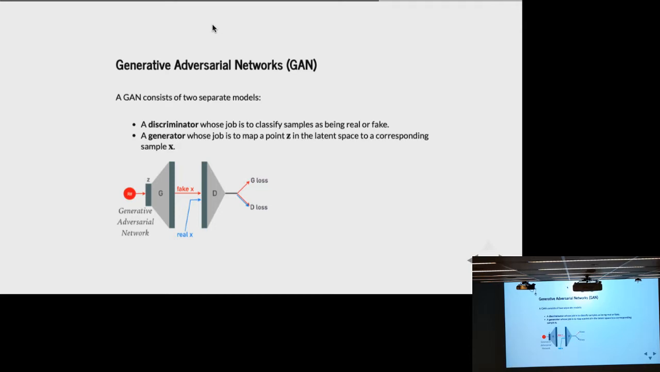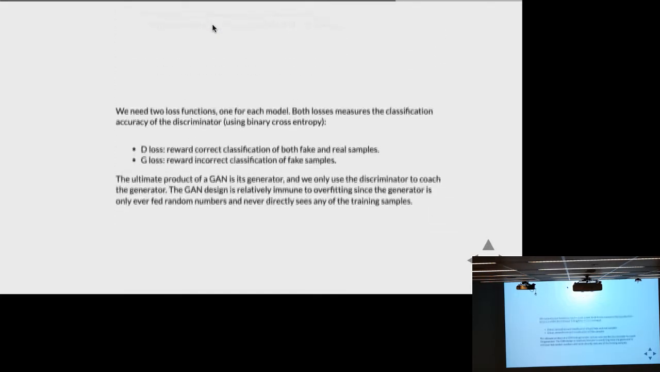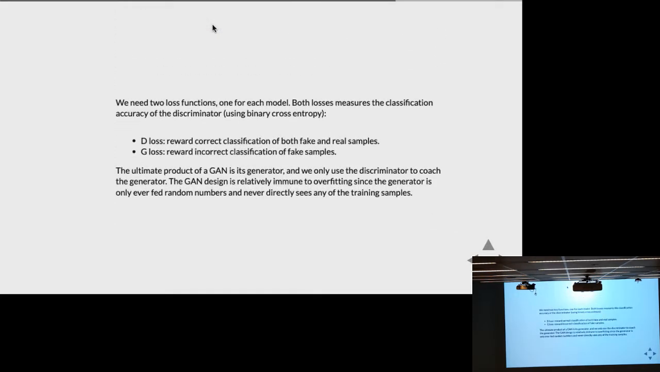I want to reward the discriminator for correctly identifying both the fakes as fake and the real data as real. So I need two loss functions. The discriminator loss, as I said, rewards correct classification of fakes as fake and real as real. And for the generator loss, we reward the generator when it's able to trick the discriminator. So we give it a pat on the back every time it feeds something to the discriminator that the discriminator doesn't spot as a fake.